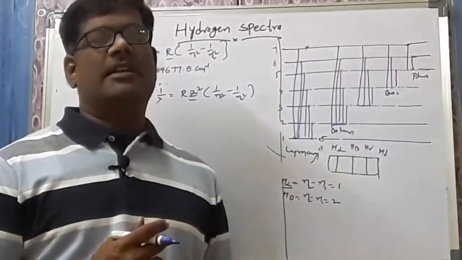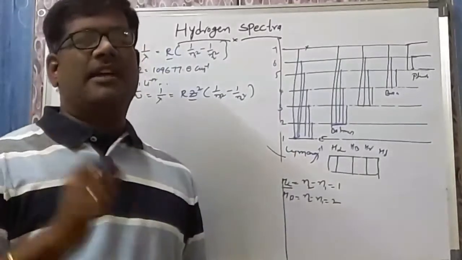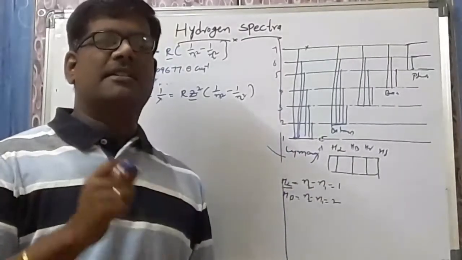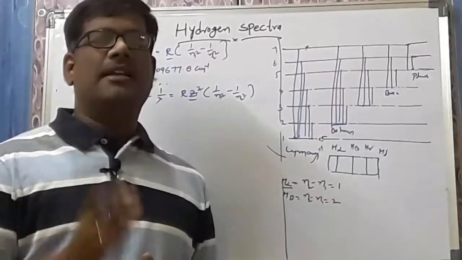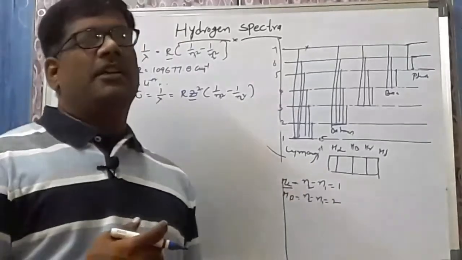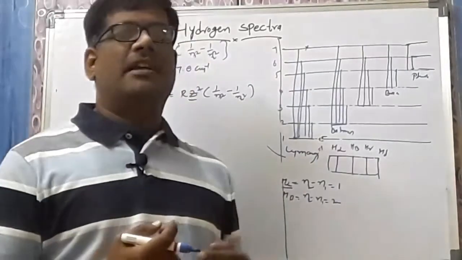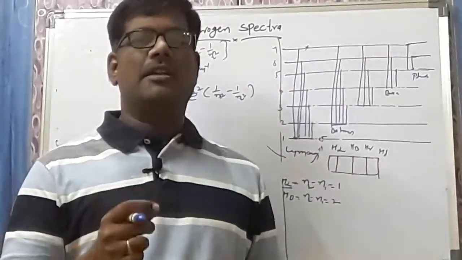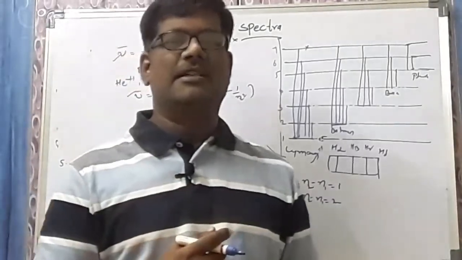That's why it is called the Balmer equation, where R is called the Rydberg constant, whose value is equal to 109,677.8 per centimeter. It is also applicable for uni-electron species. Ultimately, it must be multiplied with R into Z square, where Z is called the atomic number.